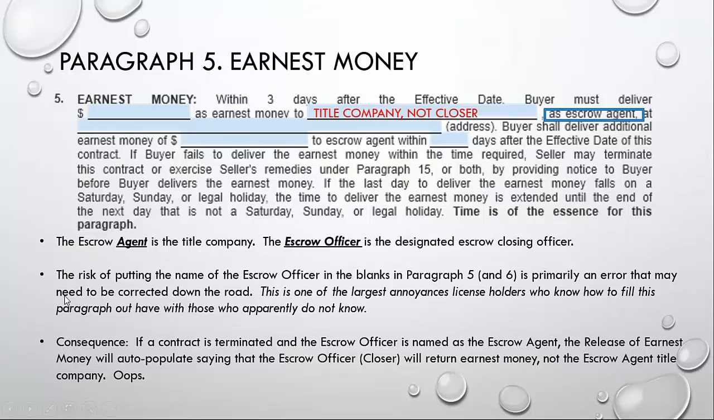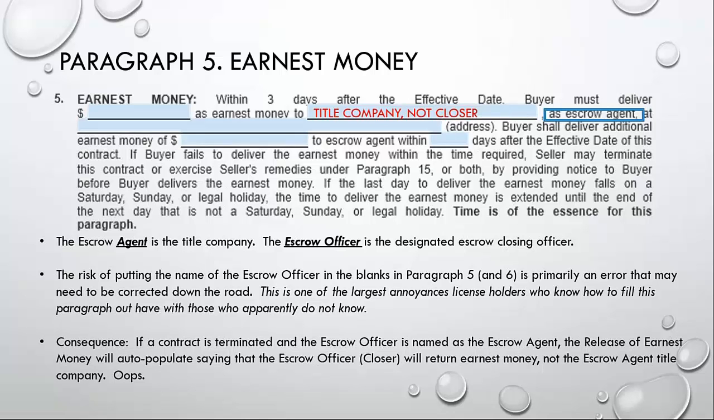So, earnest money. Paragraph 5 of the contract says that within 3 days after the effective date of the contract, the buyer will deliver some amount of money as earnest money to the escrow officer. What goes in that blank is the name of the title company. It is not the name of your favorite closer within that title company. The escrow agent, as defined in the second line of the contract, is the title company. The escrow officer is the designated closing officer. The risk of putting the name of the escrow officer in the blank is primarily an error that will need to be corrected down the road.